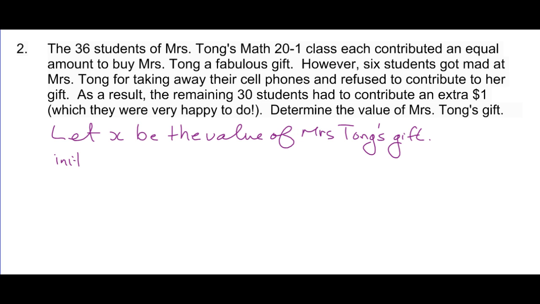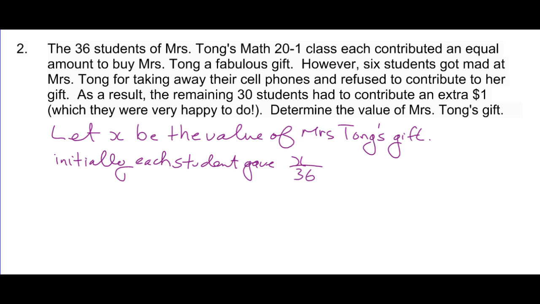So initially, each student gave x over 36. Now, six of them decided not to contribute, and so the other 30 students had to contribute an extra $1. All right, so how are we going to come up with an equation that fits this information? So initially each gave this. We end up with 30 contributing.